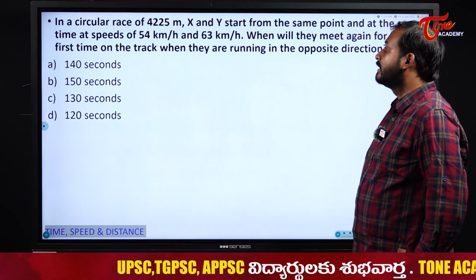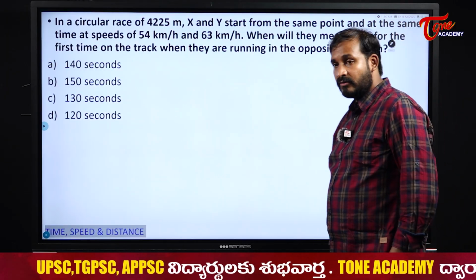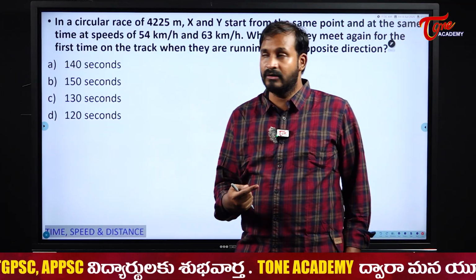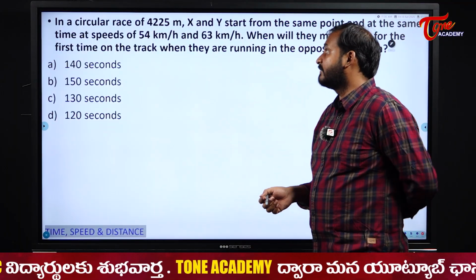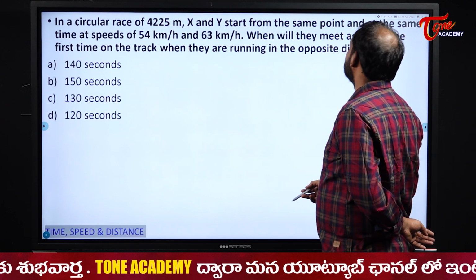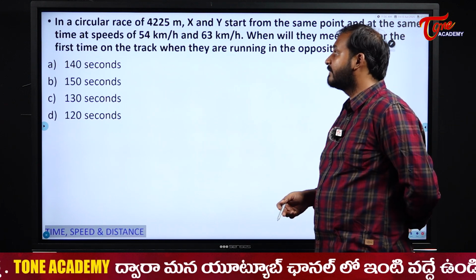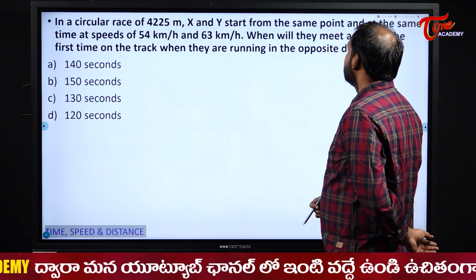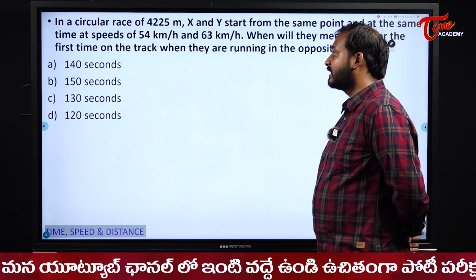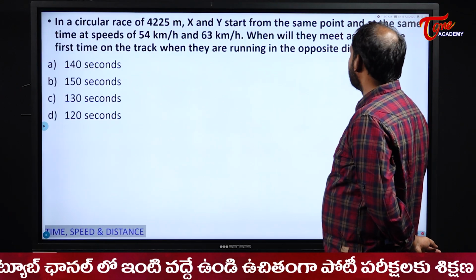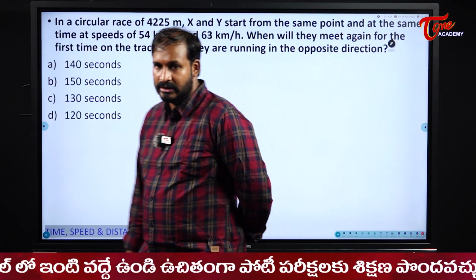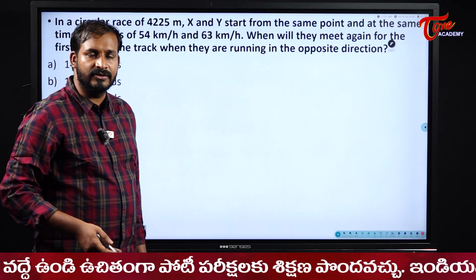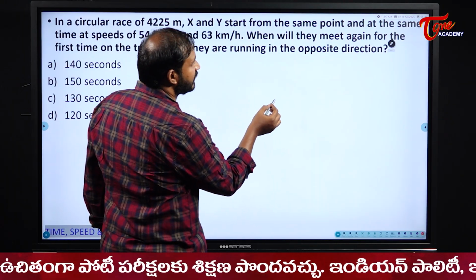Next one. In a circular race, now the race is in a circular manner, of 4,225 meters, X and Y start from the same point and at the same time at speeds of 54 kmph and 63 kmph. When will they meet again for the first time on the track, when they are running in the opposite direction? Okay, this is similar to our previous videos, circular case only, students, nothing more than that here.